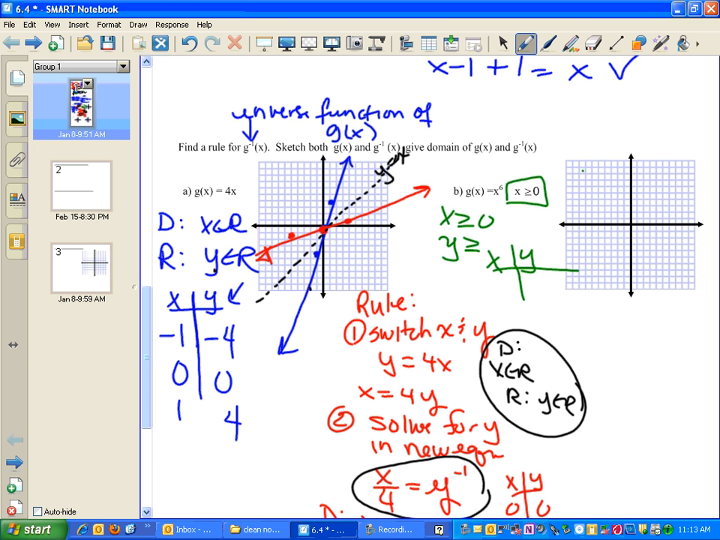Let's look at our chart. What's the first value that x has to be? Can I use any negative values? No. What's the first value I need to use? 0, because that's what our domain is saying. So if x is 0, what's y? 0. And then I need 3 points.